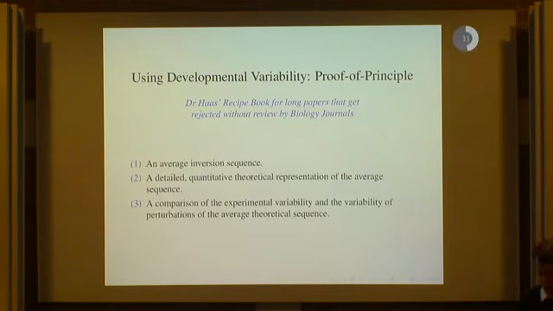We need three things for this. First of all, we actually need to define what an average inversion sequence looks like. Second, we need a very much more detailed quantitative representation of this average sequence in terms of our model. And thirdly, we can then try to compare the experimental variability to the variability of perturbations of our average model and see whether we can learn something from them.